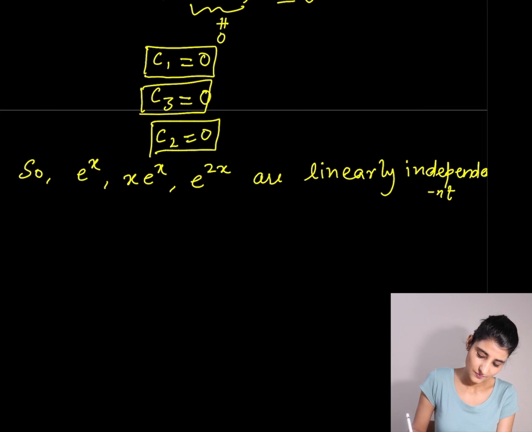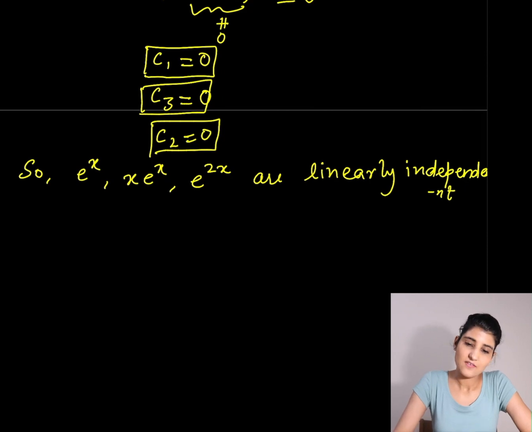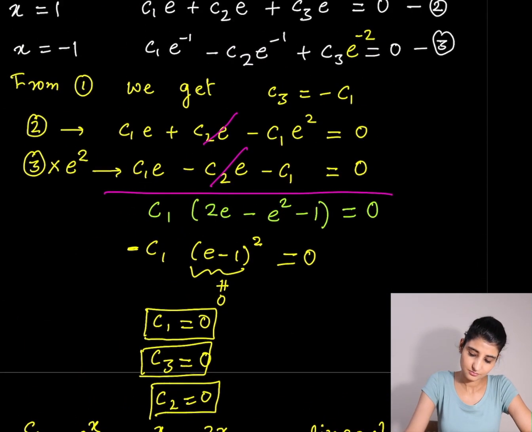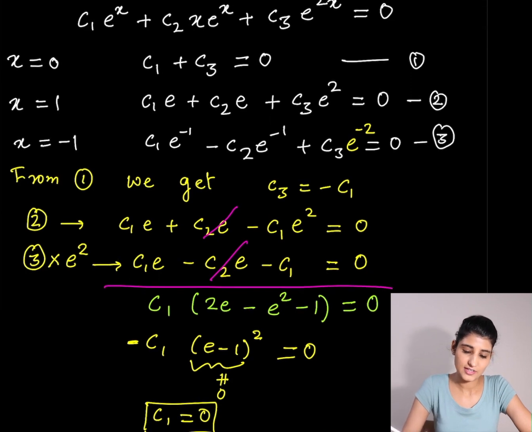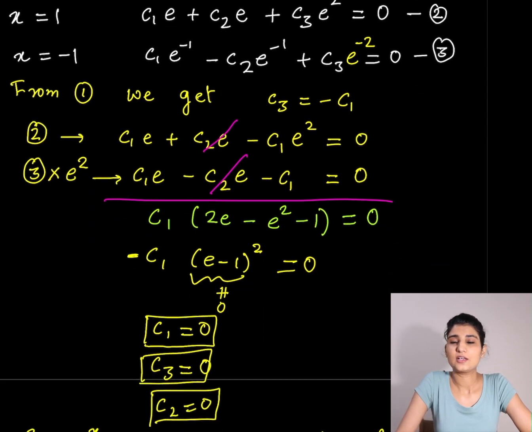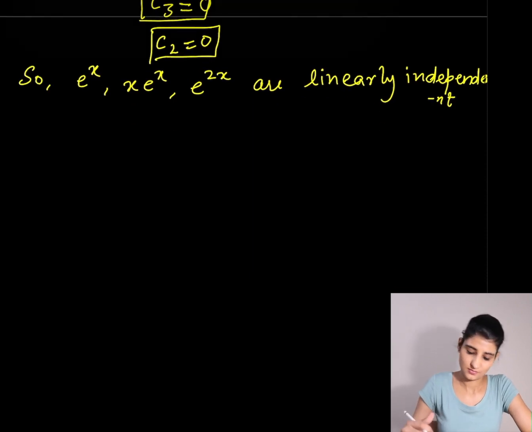In fact, e power r, e power r1x and e power r2x are always linearly independent when r1 is not equal to r2. If you multiply with x power n, it's also going to be linearly independent of e power r1x. Okay, so this is how we in general check linear independence. We substitute the general sum equal to 0, and then we prove that the coefficients are equal to 0.